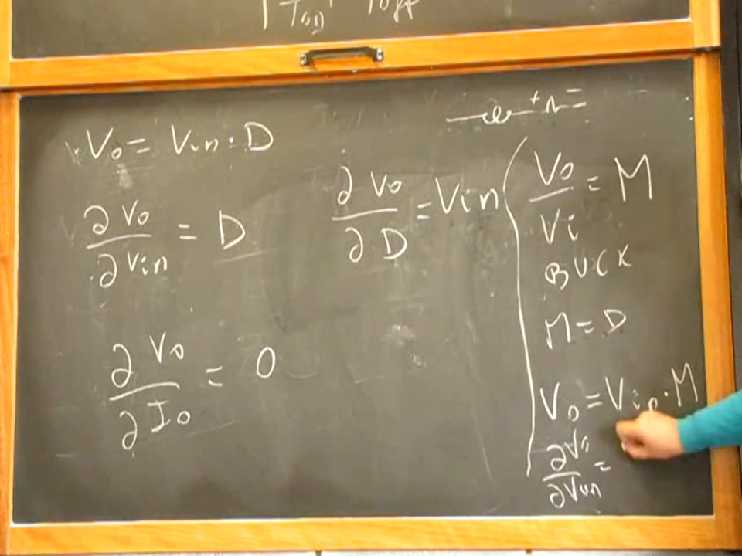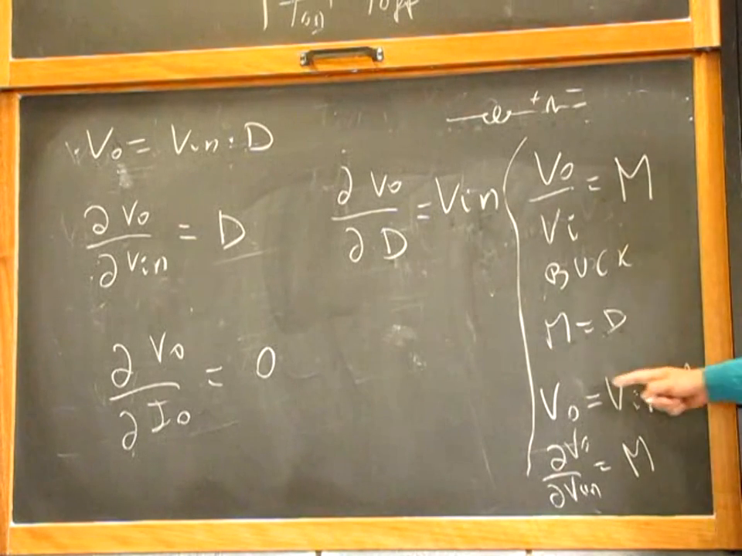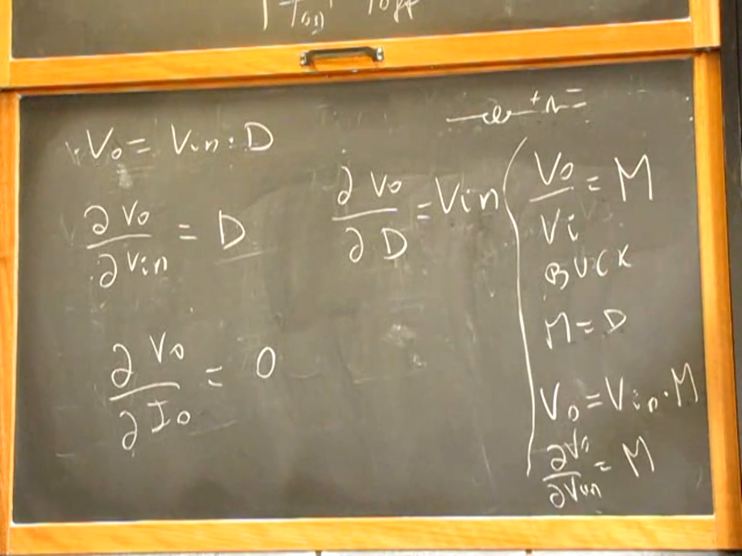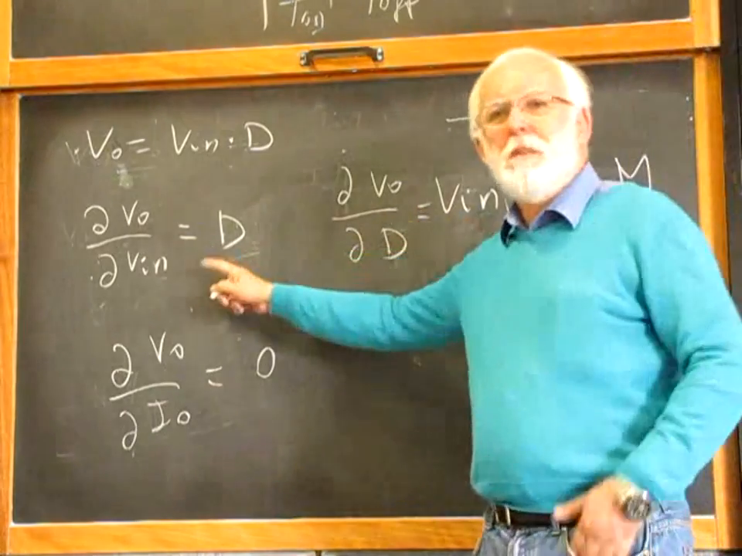M. So the audio susceptibility for any converter is always equal to the ratio of the output voltage divided by the input. Could be a buck, a boost, a buck-boost, a Cuk. You can invent a new topology and have it named with your name. Audio susceptibility is always bad. So this is bad.